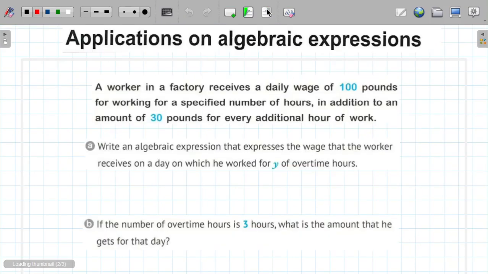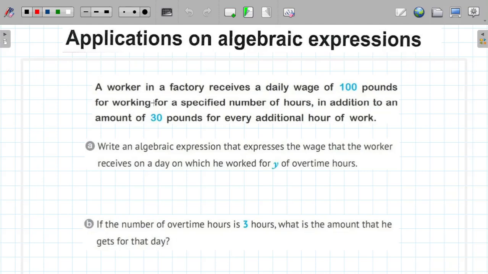The second lesson that I have today is about applications on algebraic expressions in verbal problems and real life situations, like the first one here. A worker in a factory receives a daily wage of 100 pounds for working for a specified number of hours, in addition to an amount of 30 pounds for every additional hour of work.